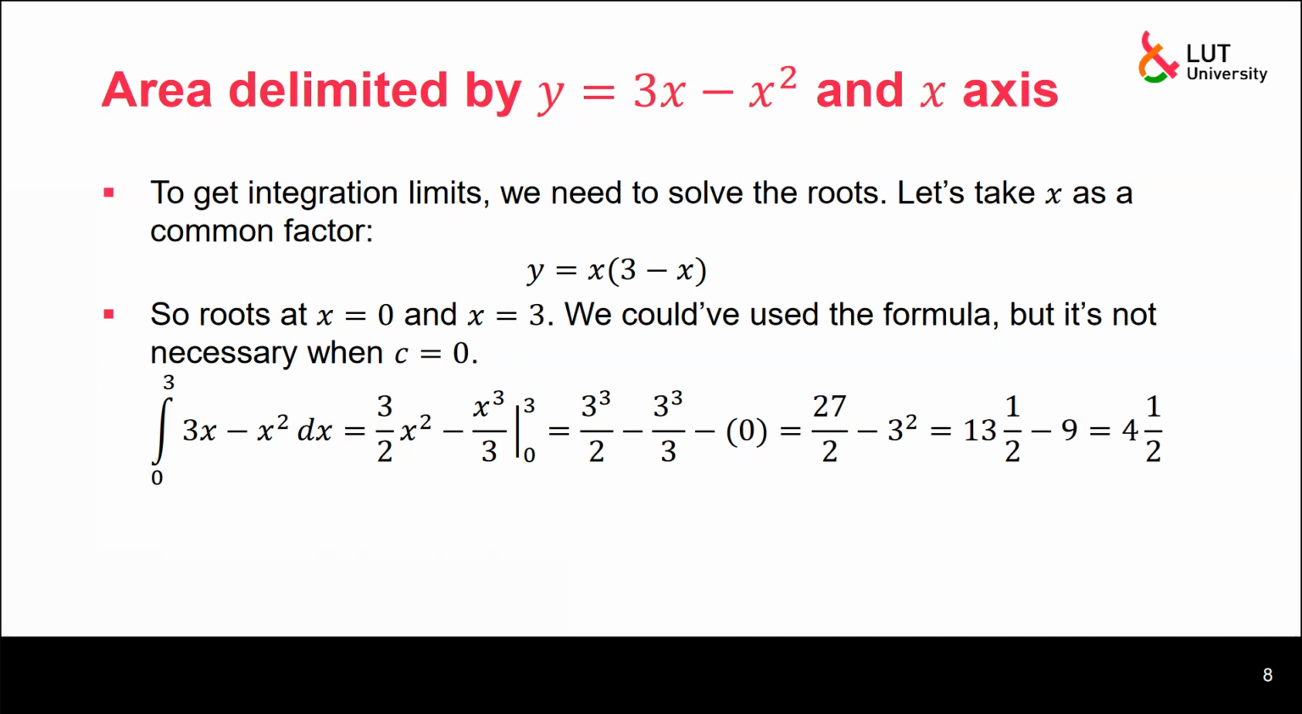The lower part goes to 0. So we get 27 over 2, divided by 3 over 2, because one of the powers of 3 and divided by 3 cancel out. So we get 13.5 minus 9, which is again 4.5.